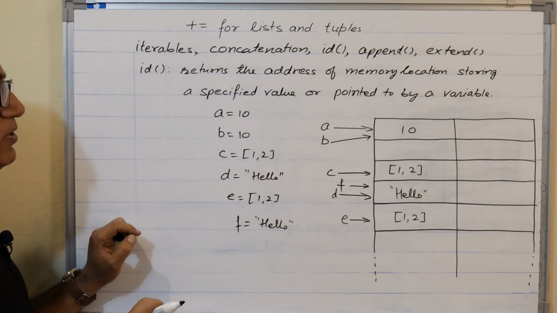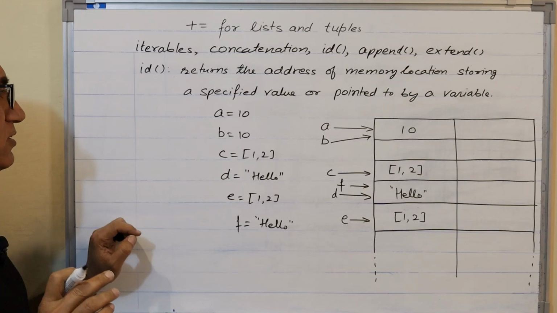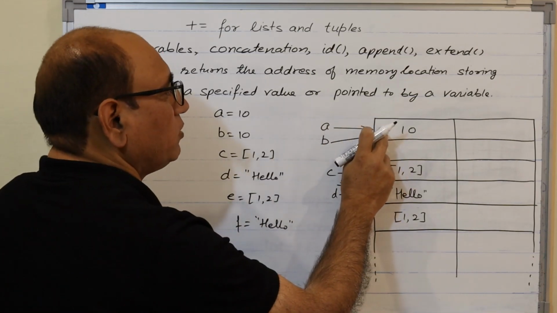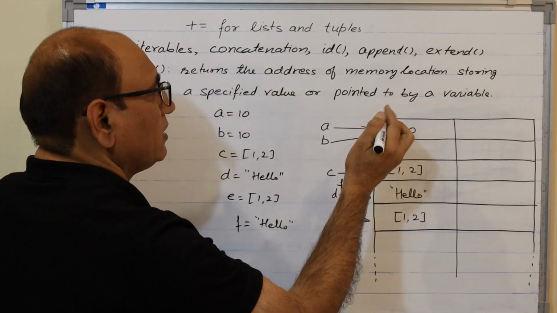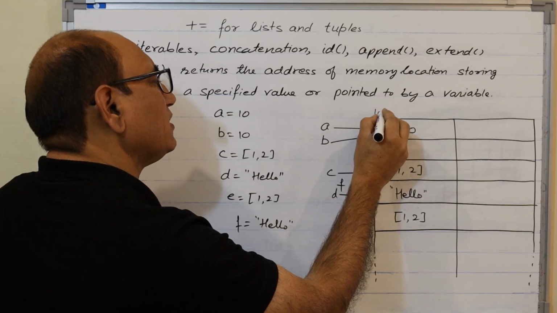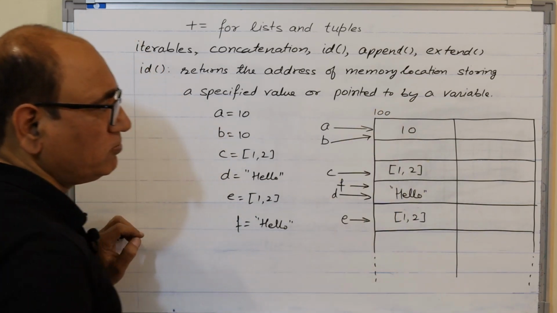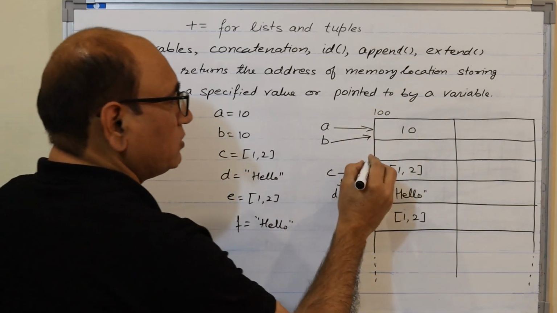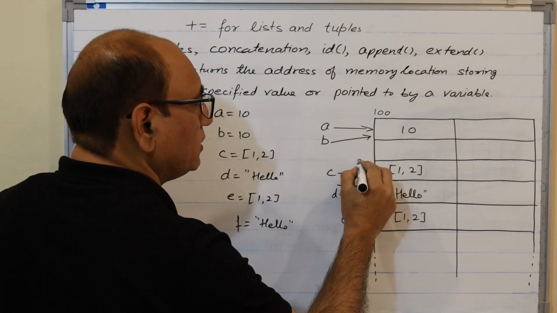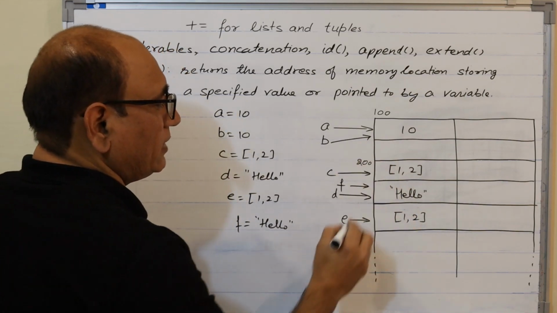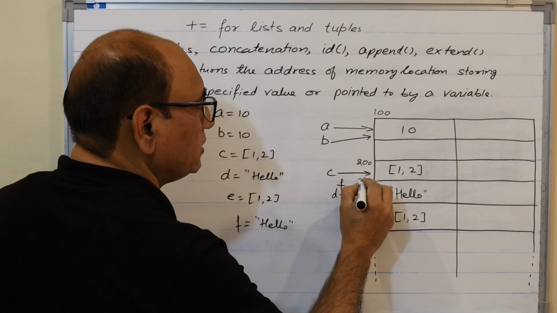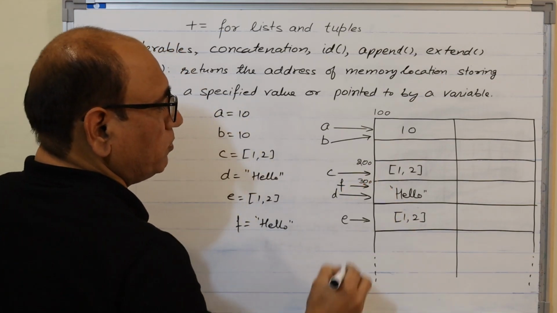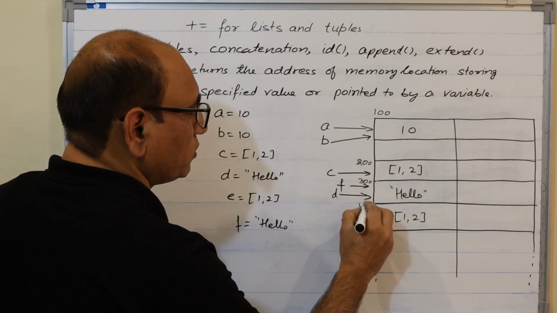Now each of these memory locations has a unique address. Suppose the address of this memory location which is storing the value 10 is, let me say, 100. It is an integer value. Suppose the address of this memory location is 200. The address of this memory location is 300. Suppose the address of this memory location is 400.